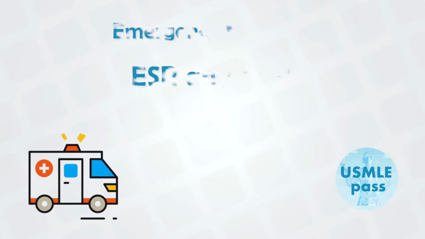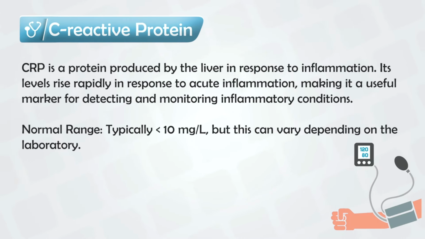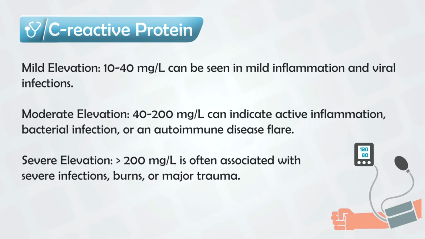Inflammatory and stress markers like CRP or ESR are not commonly ordered in the ED, but you need to have a rough idea about them. C-reactive protein is an inflammatory marker which increases very quickly in cases of acute inflammation, especially if this inflammation is caused by autoimmune problems. The range should be less than 10 mg per liter.